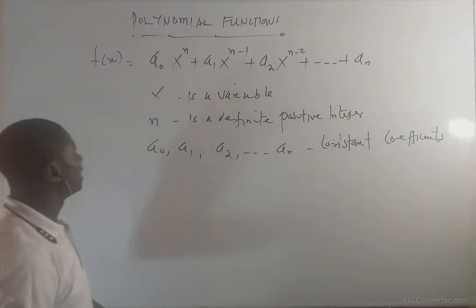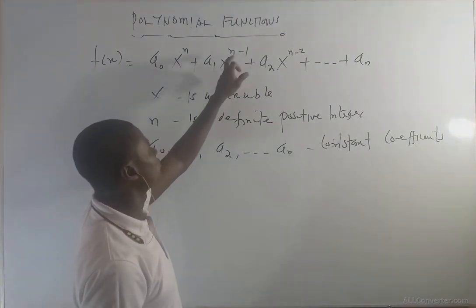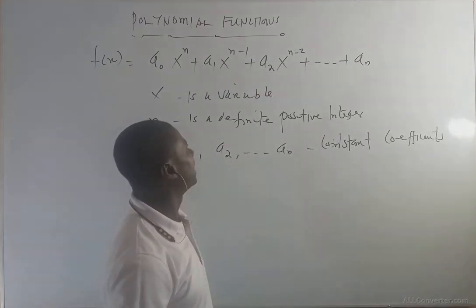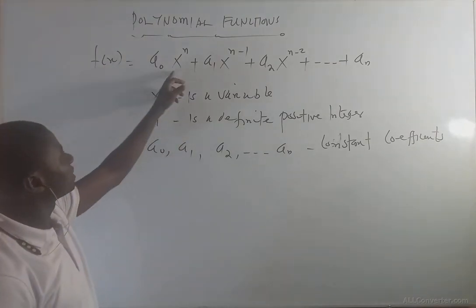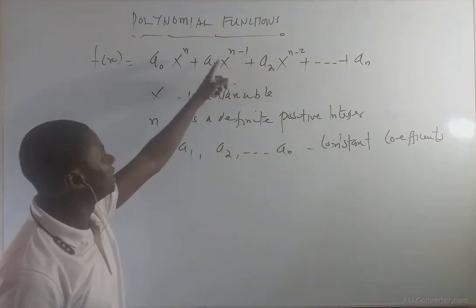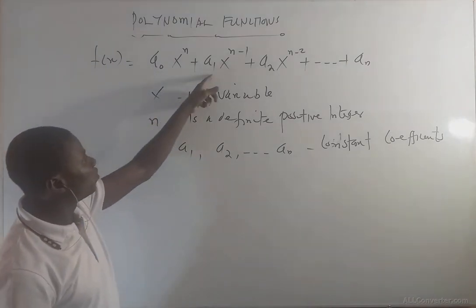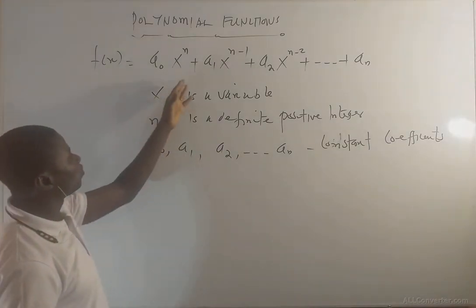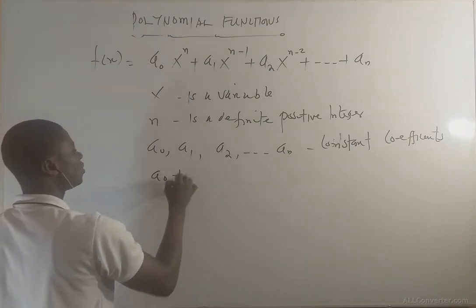So any function that can be expressed in the form f of x equals a naught x exponent n plus a1 x exponent n minus 1 plus a2 x exponent n minus 2 up to an is what we know as the polynomial function. Now, x is a variable and n is a definite positive integer. And a naught, a1, a2 up to an are constant coefficients. Some of these constant coefficients can be 0, but the a naught must not be equal to 0.